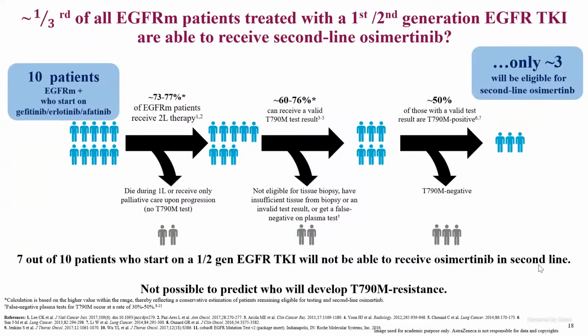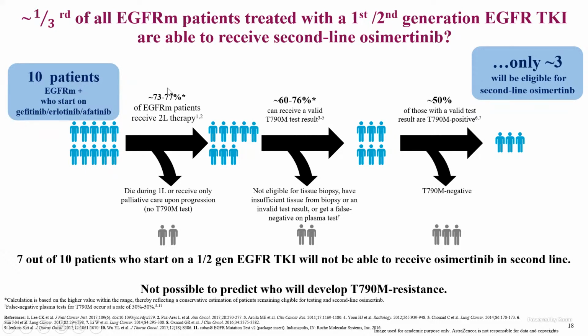Coming to the second line treatment option, one-third of all EGFR mutated patients treated with a first or second generation EGFR TKI are able to receive second line osimertinib. So out of 10 EGFR mutated patients who start with gefitinib, erlotinib, or afatinib, only 3 will be eligible for second line osimertinib. How? Consider 7 out of 10 patients who start on first generation. For example, we start 10 patients with EGFR first or second generation TKI.